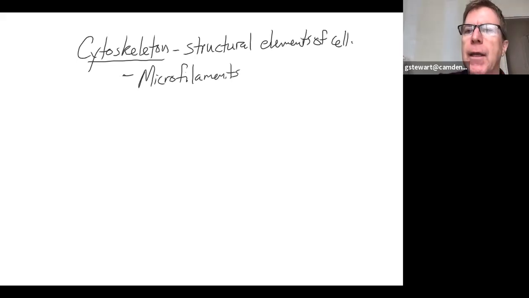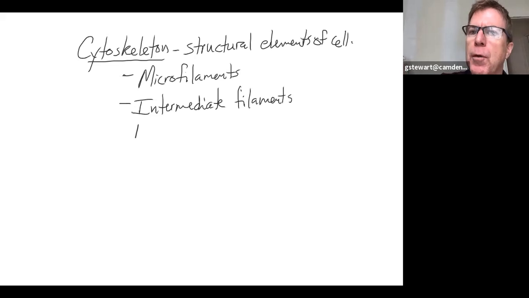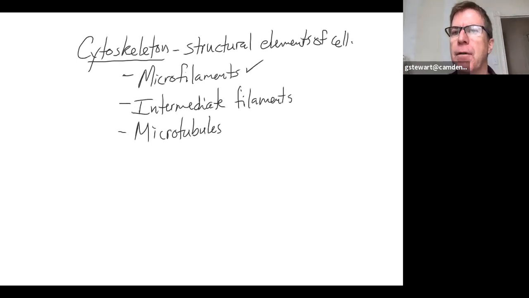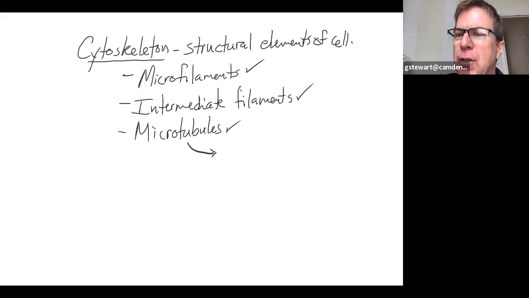Microfilaments, intermediate filaments, and microtubules. These are listed in the order of their size. So these microfilaments are the smallest, then intermediate filaments, and then microtubules. They all have slightly different functions. Microtubules tend to function in the process of mitosis or cellular replication.